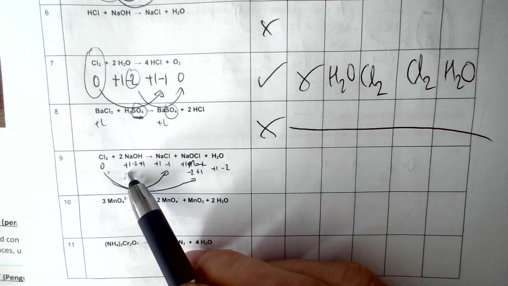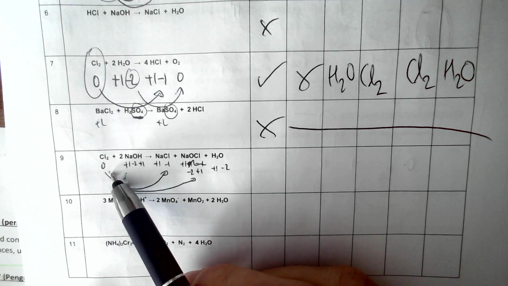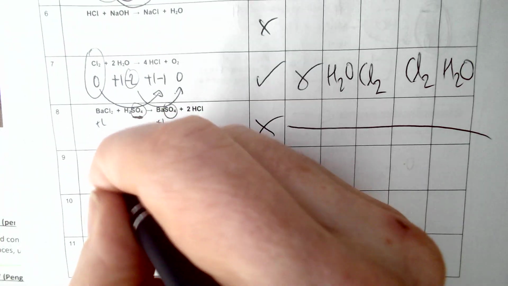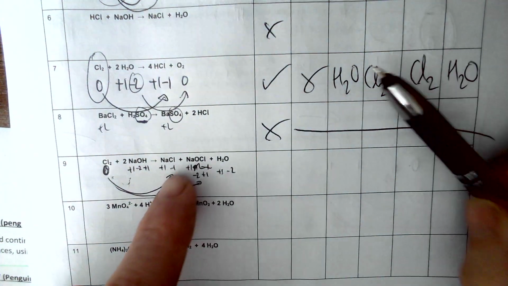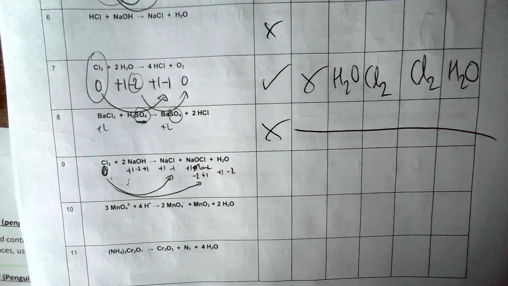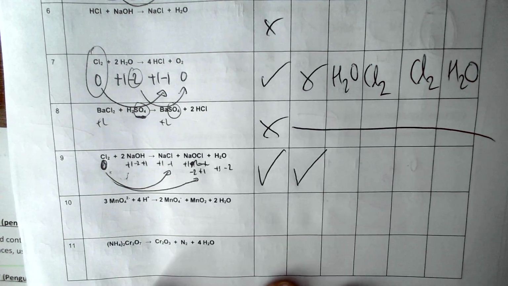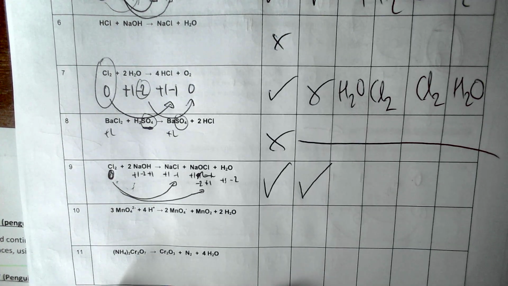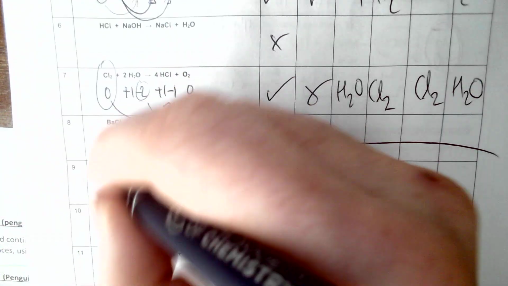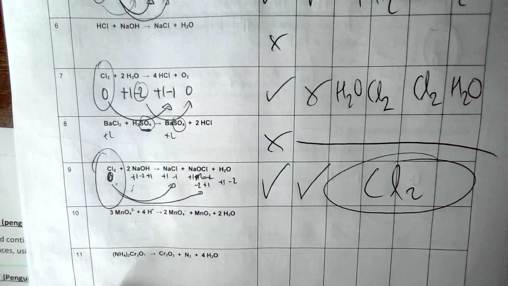This one, this is disproportionation. I must have done this earlier on a different video. The chlorine starts off as 0, and then the two chlorine atoms like that split up. One of them ends up in NaCl as a minus, one of them ends up over here as a plus. So it's redox and it is disproportionation. All right, the species that's oxidized and the species that's reduced is chlorine, Cl2. That's that.